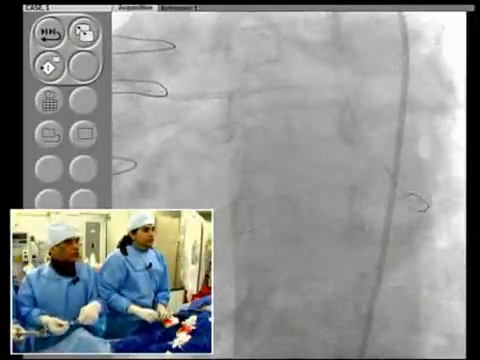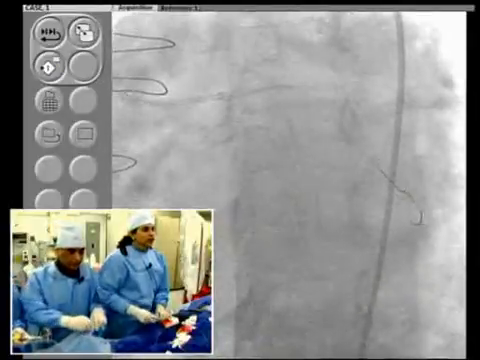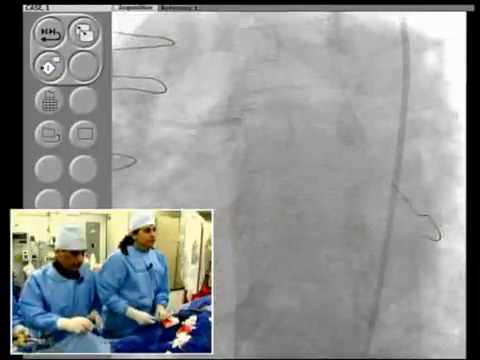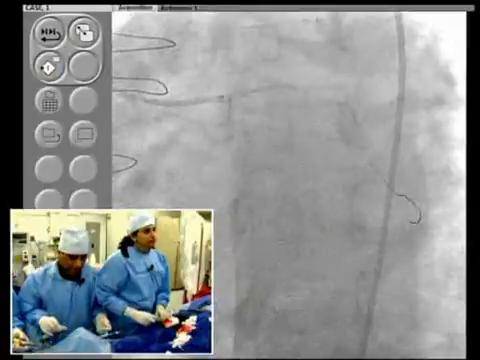Now this is the 3.0, 3.0 by 23. 23 Zions. The proximal part of the left main may require a different one, but we'll see.